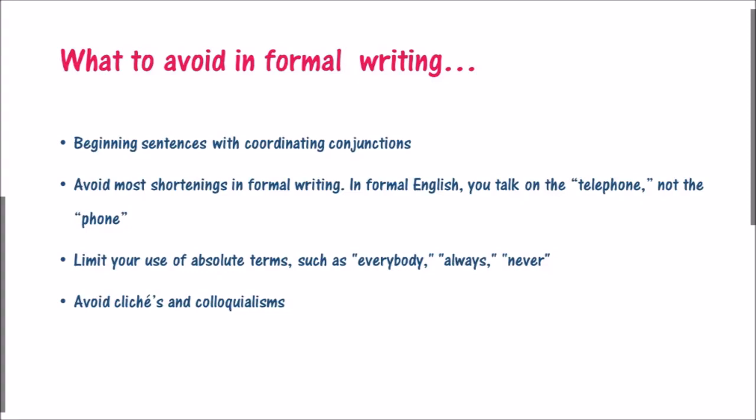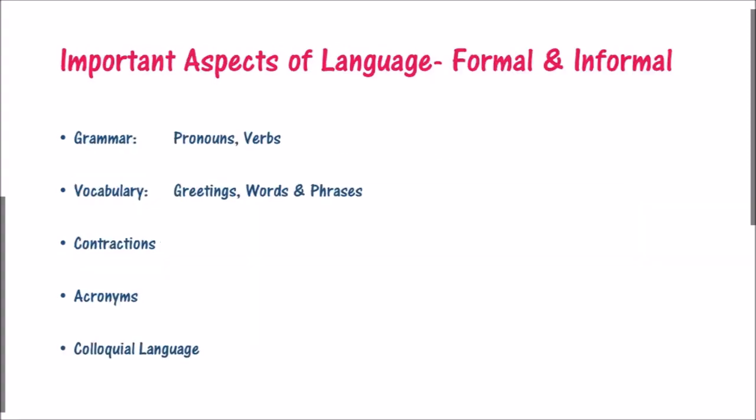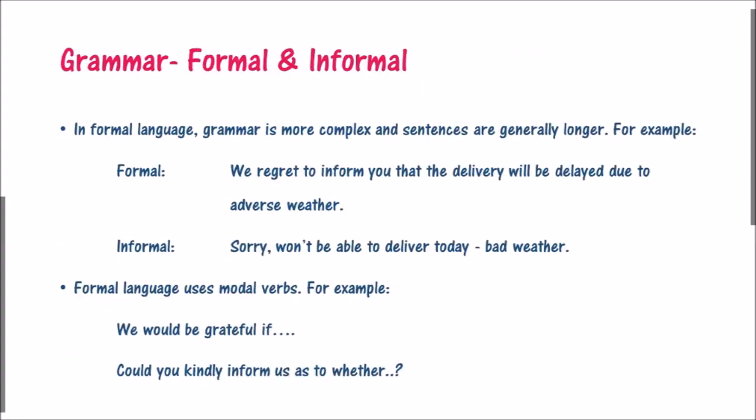Avoid cliches and colloquialisms. What are the various aspects of language that we have to take care of in formal language and informal language? It is grammar, vocabulary, contractions, acronyms, and colloquial language. English grammar is the way in which meanings are encoded into wordings in the English language. This includes the structure of words, phrases, clauses, sentences, and the structure of whole texts.